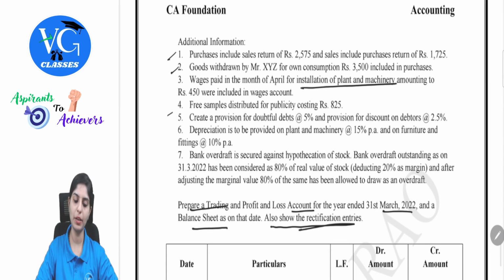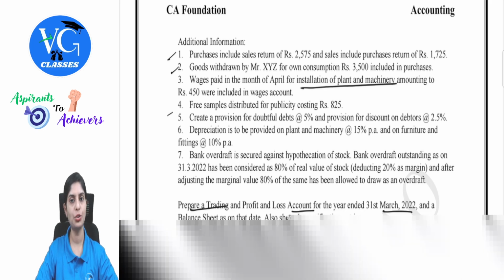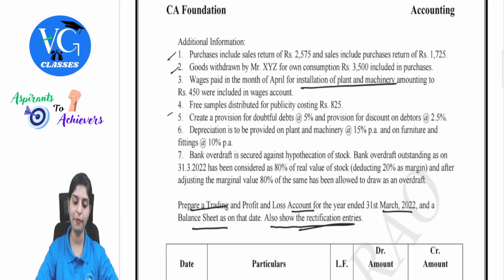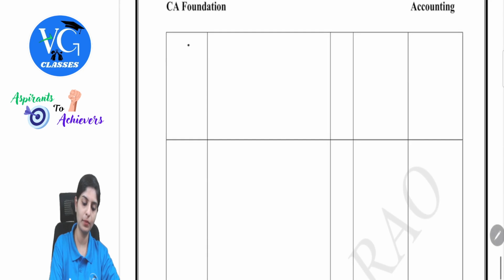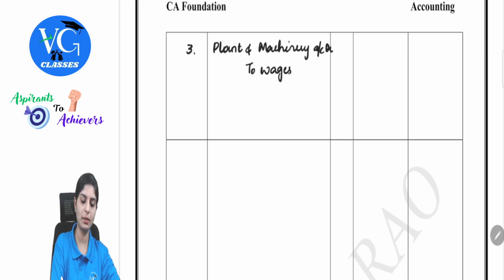Wages paid in the month of April for installation of plant and machinery amounting to 450 were included in wages account. This should not have been included in wages. This should have been directly debited to plant and machinery. So we have to rectify this entry first. So what will be the rectification entry? Plant and machinery need to be debited. Plant and machinery account debit. To wages. Wages should not have been debited. Since they have debited, we have to eliminate the effect.